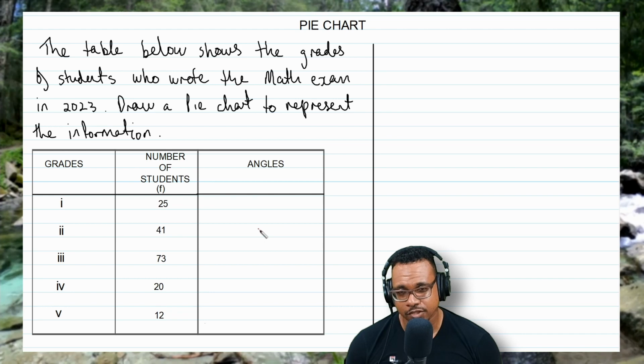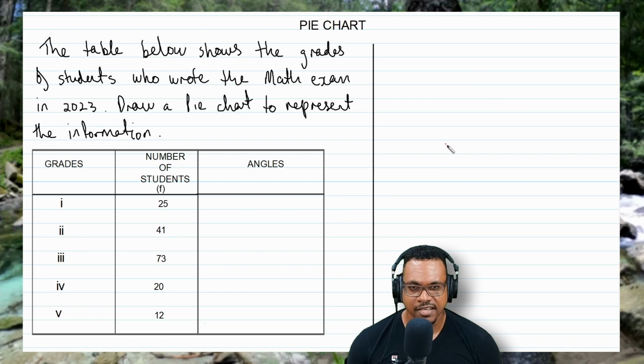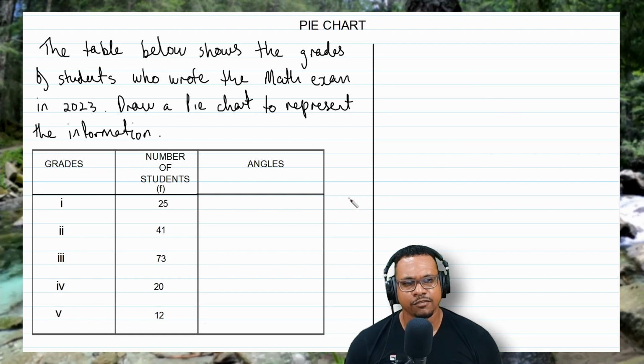Now to draw a pie chart, we need to know the angles for each category. So that's why I have this angles column here. So I need to know the angle to draw for the grade 1s, the angle to draw for grade 2s, grade 3s, and so on. Now a pie chart is in the form of a circle that's cut up into slices like a pizza. And of course, the size of the slice will depend on the size of the angle.